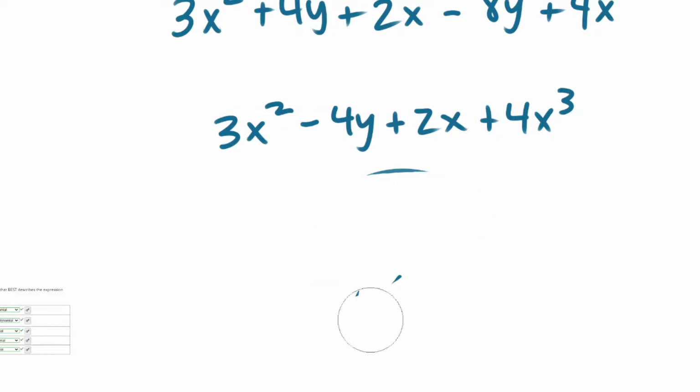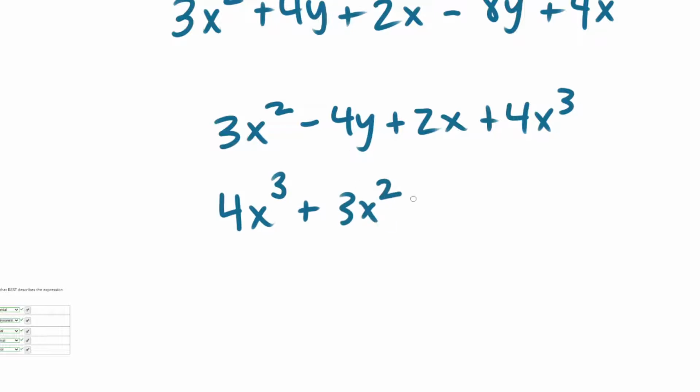There's also the concept of ascending and descending order. Descending order looks at the term with the highest exponent on it, and in this case, it's 4x cubed. And then we'll find the one that's next to it, so 3x squared. And then it's a toss-up for these. I would put the x's next to each other, so plus 2x minus 4y. You'll typically only see ones that have the same variable, like x.